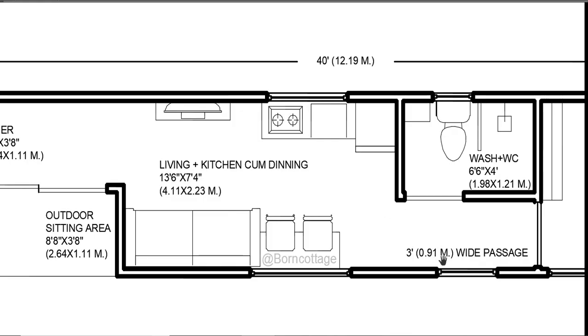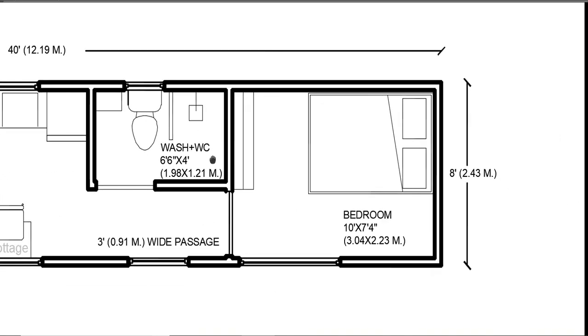So we have 3 feet in meter 0.91 meter wide passage, and on the left side we have washroom plus water closet. Here the size of the washroom is 6 feet 6 inches into 4 feet in meter 1.98 into 1.21 meter. You can see here the wash basin, water closet and also shower area, and we have a ventilator for ventilation of this washroom. Also we have a window here. After that we'll go inside.